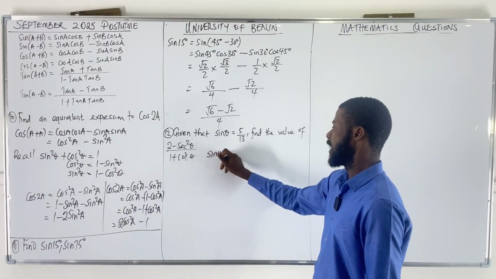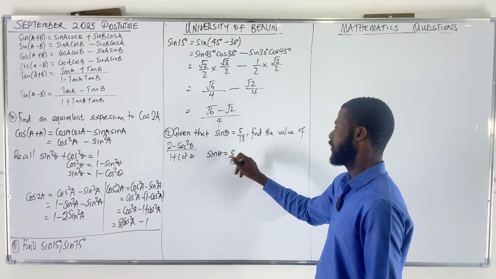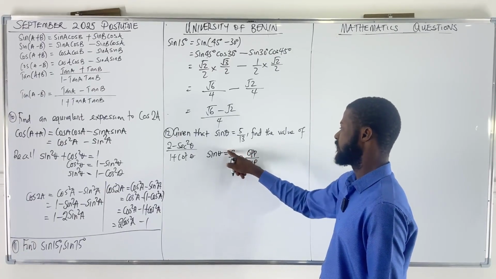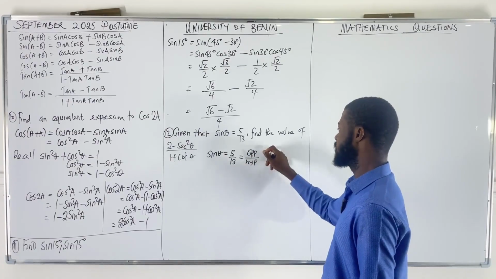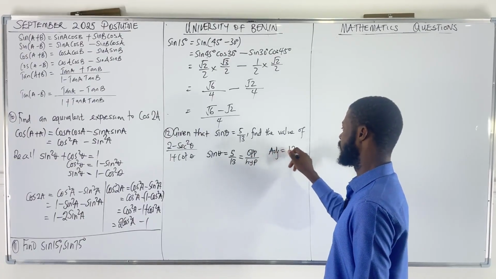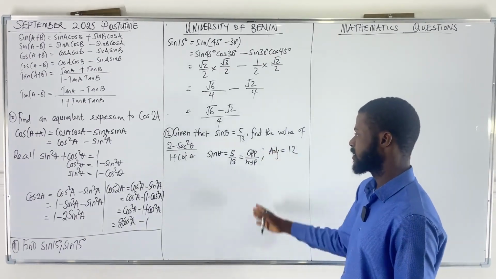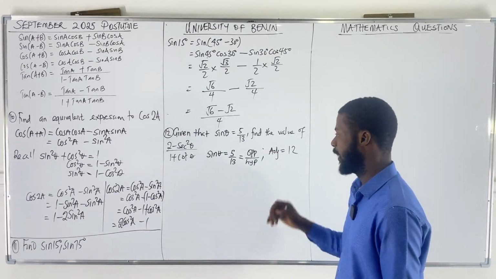So we've done something similar. So sine theta is 5 over 13. I know that sine is opposite over hypotenuse. So opposite is 5, hypotenuse is 13. So what's the adjacent? Adjacent is 12. We've done something like this before. So adjacent is what? 12. You can use the Pythagoras theorem to find it. So let me just end there.